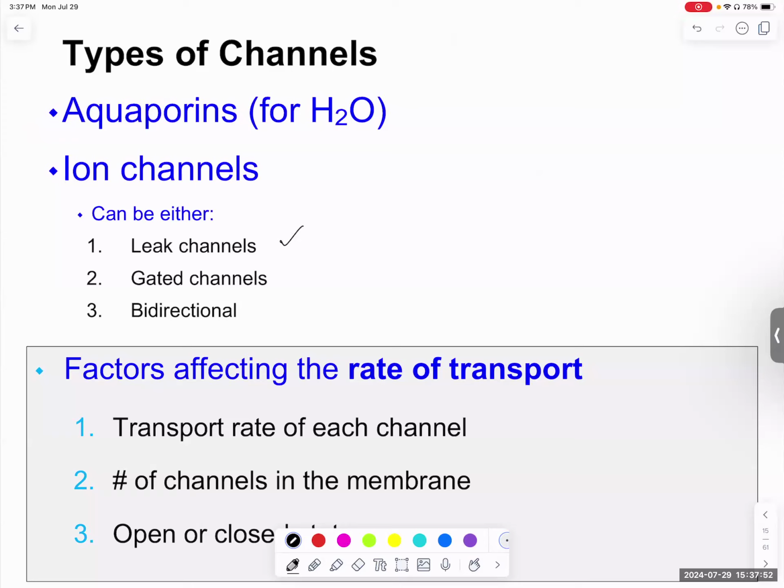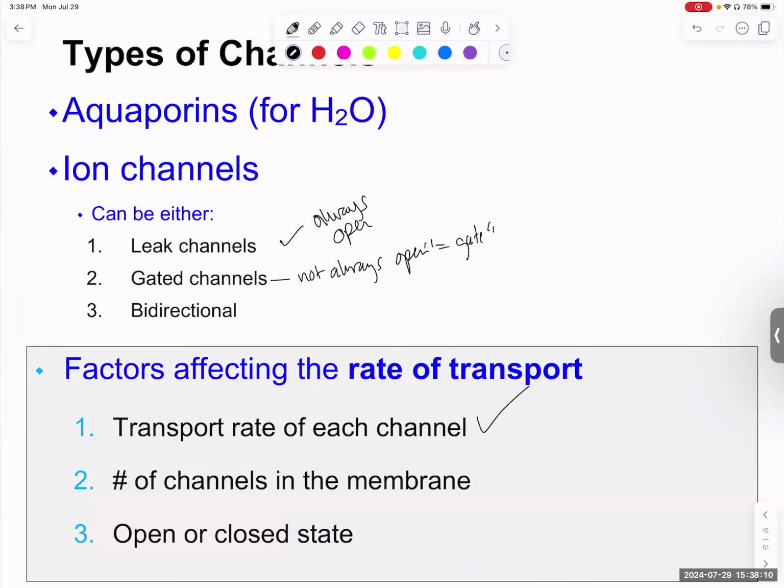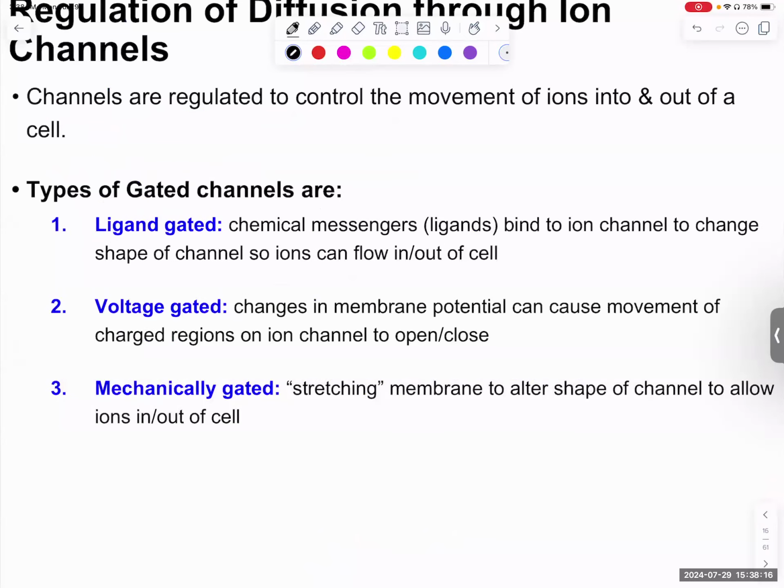There's leak channels, they're always open. There are gated channels, not always open, right? That's the gate. And then bidirectional. And again, the factors that are going to affect transport rate: number of channels, and are they open or closed? We're really going to get into these in the nervous system, but right now I'm just previewing it.